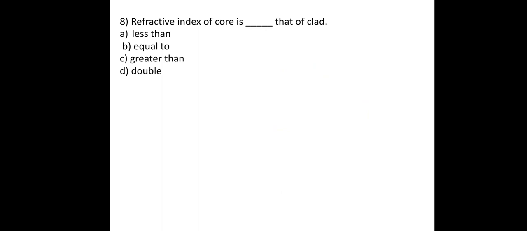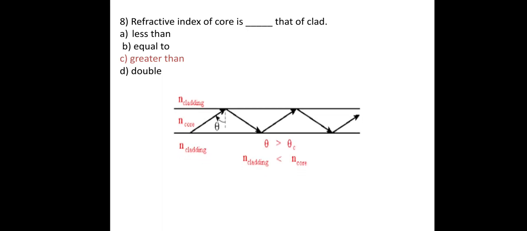Refractive index of core is dash dash that of clad. Option A, less than. Option B, equal to. Option C, greater than. And option D, double. The correct option is C, greater than.